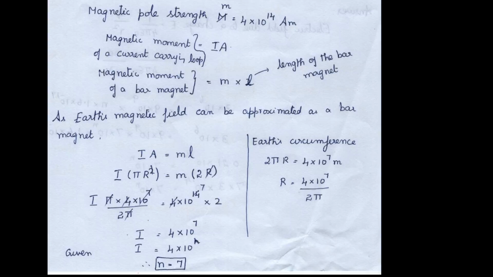So by equating these two, we will be getting I is equal to 4 into 10 raised to 7. In the question, they have already given I is equal to 4 into 10 raised to n. So by equating these two, we will be getting the n value is equal to 7.